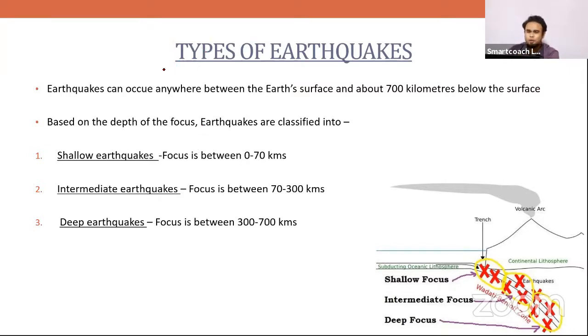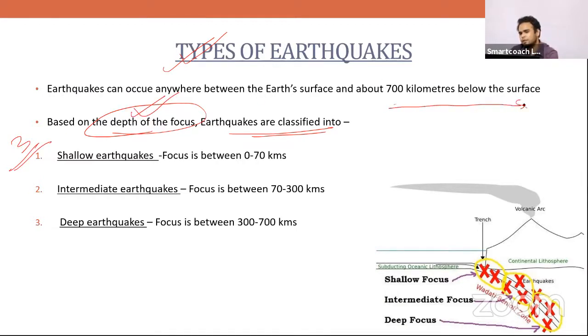Next, let us talk about the different types of earthquakes. Now, based on the depth of the focus, earthquakes are classified into three different types. Suppose this is the surface of the earth. Based on the depth of the focus from the surface of the earth, we have three different types of earthquakes.